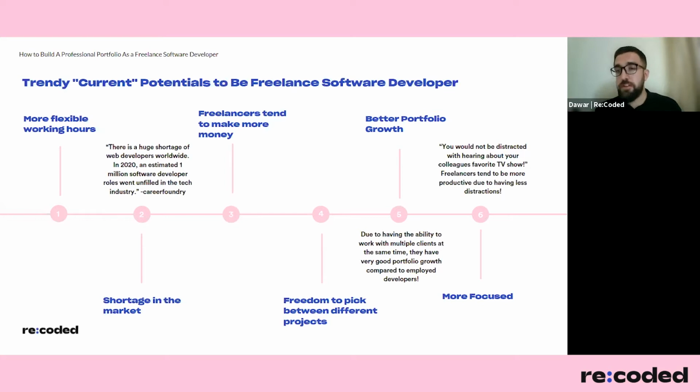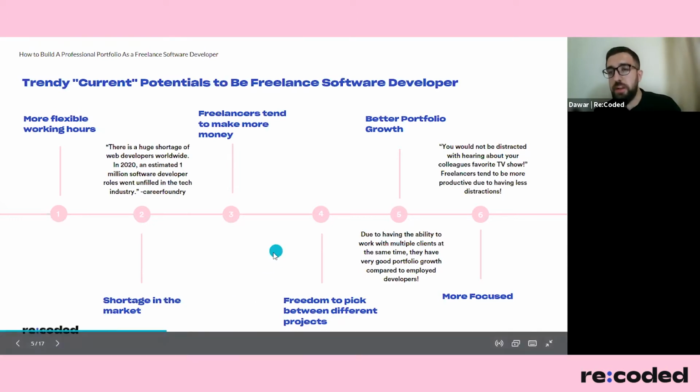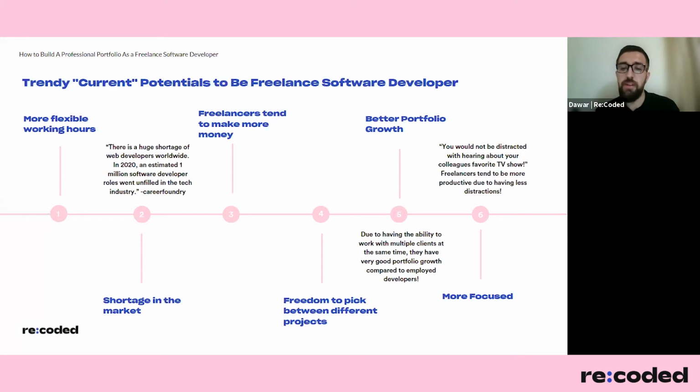This one is my favorite, the potential of being a freelancer. I was working for about 2 years as a full stack web developer. This is a very personal experience. I really love this point, and I really want us to concentrate on this. When you work as an employee, full-time or part-time for a company, you don't get to choose the projects that you work on.